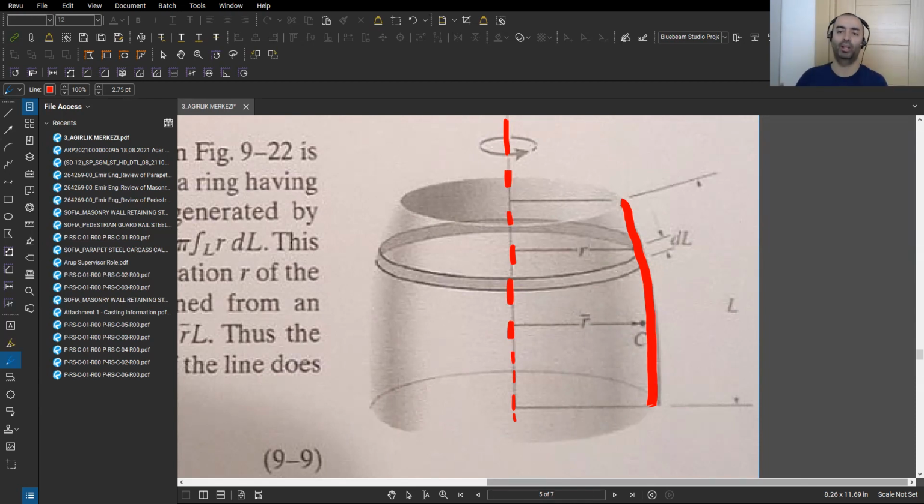Okay, I have a one-dimensional curve. It's like a wire. But if I rotate this wire around an axis, I'm going to get a surface. So what is the area of this surface? This is the question now.